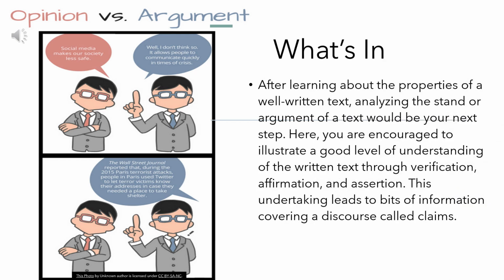What's in? After learning about the properties of a well-written text, analyzing the stand or argument of a text would be your next step. Here, you are encouraged to illustrate a good level of understanding of written text through verification, affirmation, and assertion. This undertaking leads to bits of information covering a discourse called claims. So look at the image there. We have the man wearing pink shades stating, "Social media makes our society less safe." So that is his opinion, his claim or belief regarding social media. And you have the guy wearing blue shades saying, "Well, I don't think so. It allows people to communicate quickly in times of crisis." So that's his argument or claim. And he's able to support it with another statement. The Wall Street Journal reported that during the 2015 Paris terrorist attacks, people in Paris used Twitter to let terror victims know their addresses in case they needed a place to take shelter.